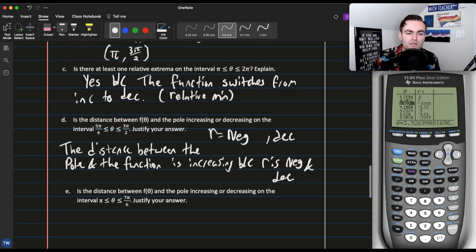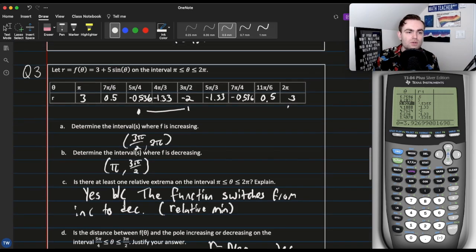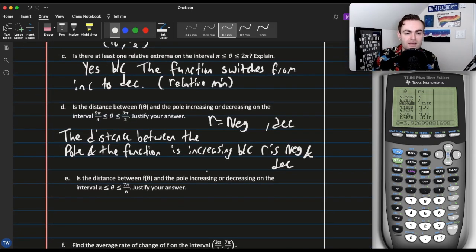Is the distance between the function and the pole increasing or decreasing between pi and 7 pi over 6? So pi and 7 pi over 6 is here and here. R is positive and r is decreasing. So let's write that down. R is positive and decreasing. So if r is positive and decreasing, that means that distance is decreasing. We're going towards the pole, right?